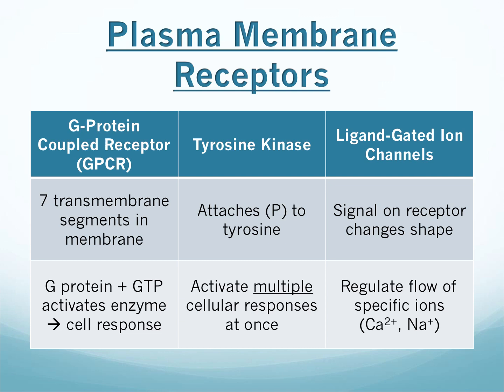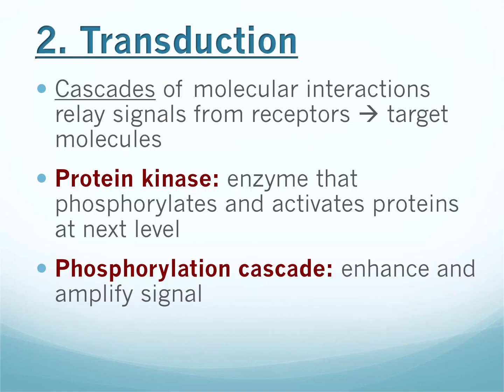Tyrosine kinase, you're going to think 2, 2, 2. 2 receptors, 2 ligands, 2 cellular responses. And then the ligand-gated ion channel is going to be specific to moving ions in and out of the cell, including calcium and sodium. The next step in the process is going to be transduction. You can kind of think of this as translation. It's changing the signal into a form the cell can use and understand.